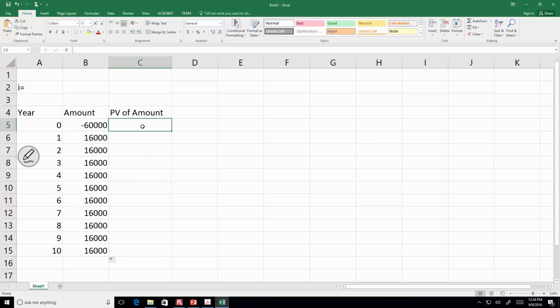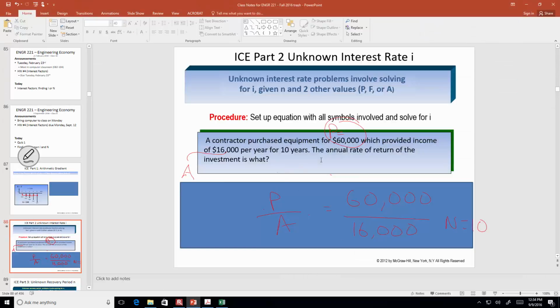All right, so there's a function in Excel that finds the present value, and the function is called PV. So let's have some guess value of our interest rate. In this problem, it's asking what is the interest rate that makes it so that 60,000 in the present is worth 10 payments of 16,000 in the future. It's asking what's the interest rate that brings those two things into balance.